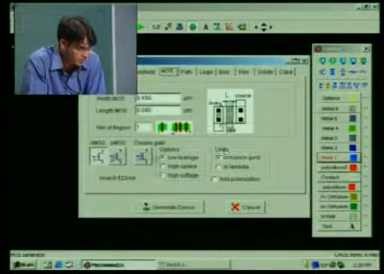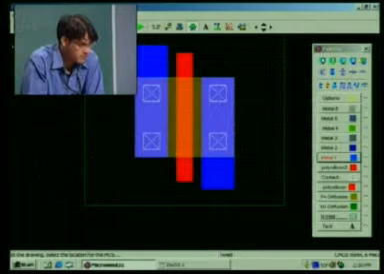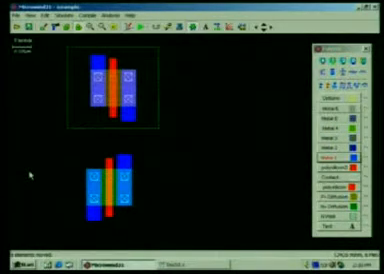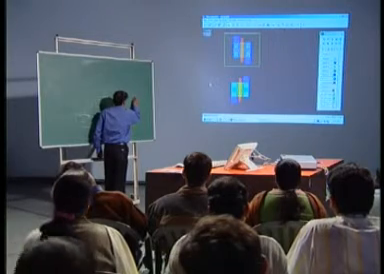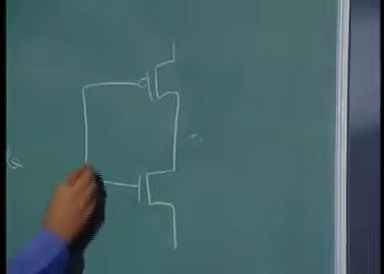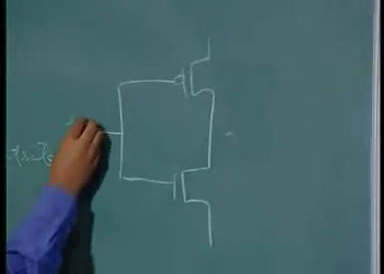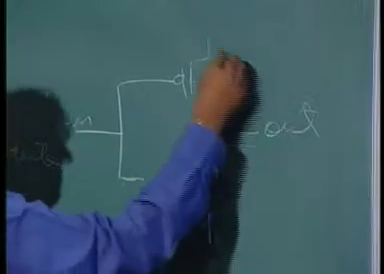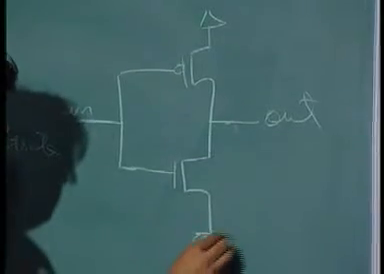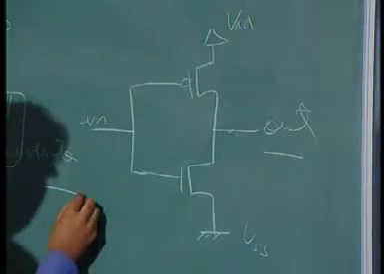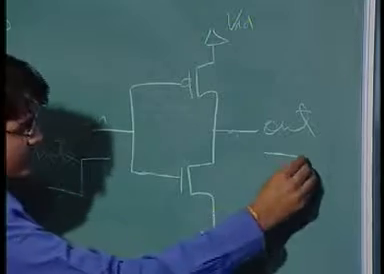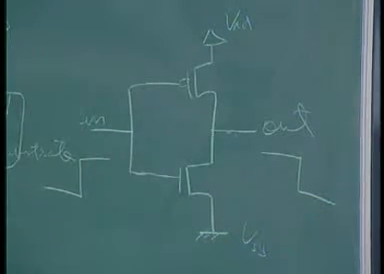Then ask for P type, generate all. I will now create the simple CMOS inverter. I made this diagram already. You need one P type and one N type, you need to common this gate, here you apply the input, here you take the output, with VDD and VSS. When my input is low I get output high, and when my input is high I get output low. This kind of inverting action will be there.